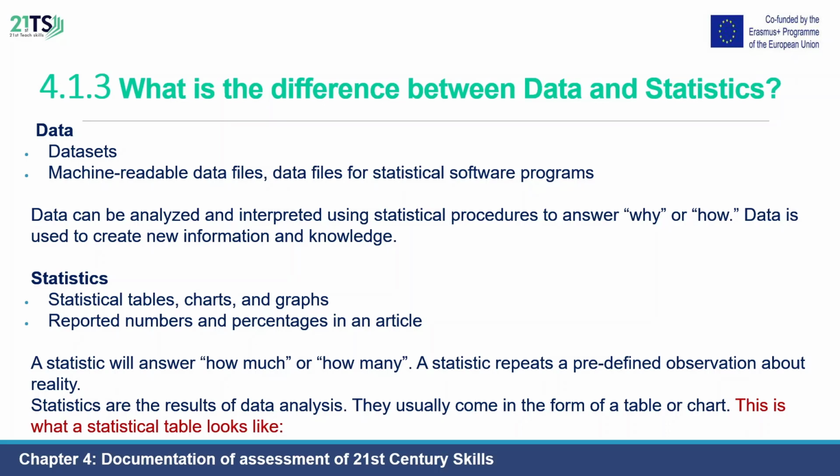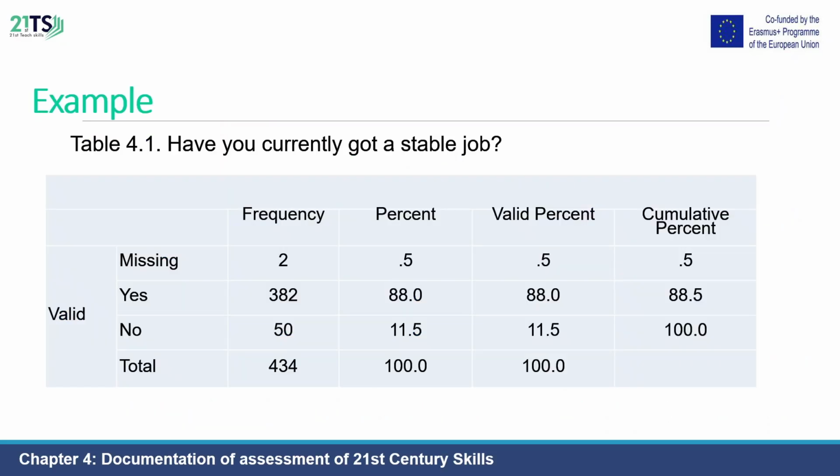Statistics are the result of data analysis. They usually come in the form of a table or chart. This is what a statistical table looks like. So from this, you can see that the information regarding the numbers can be organized.